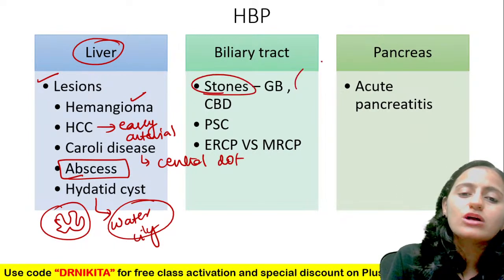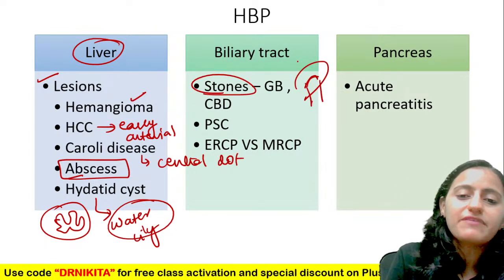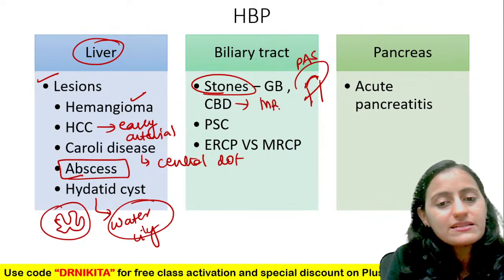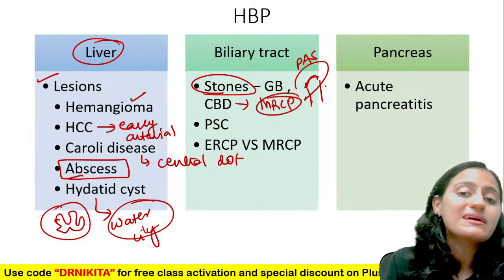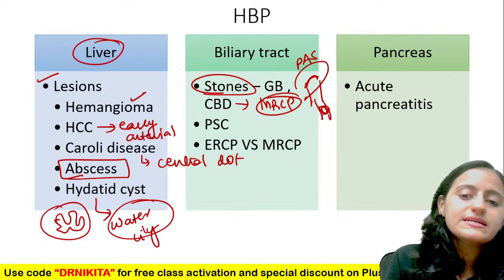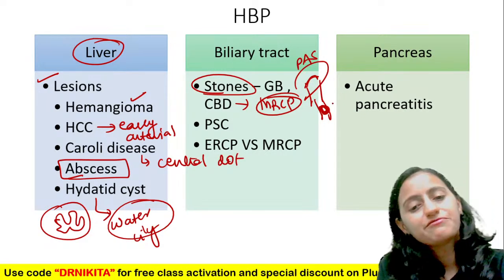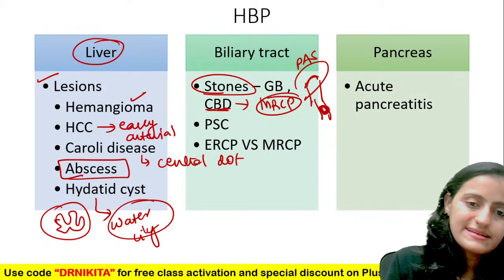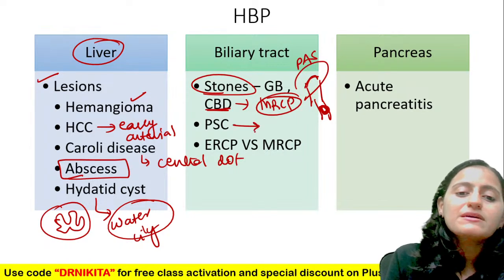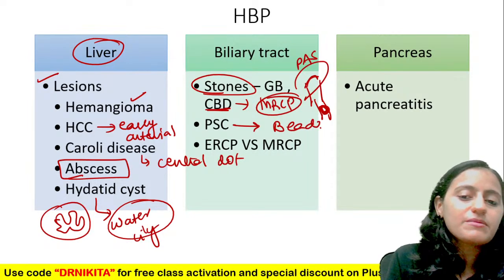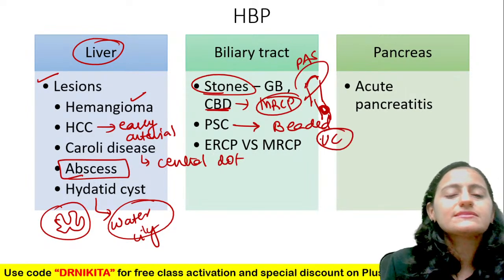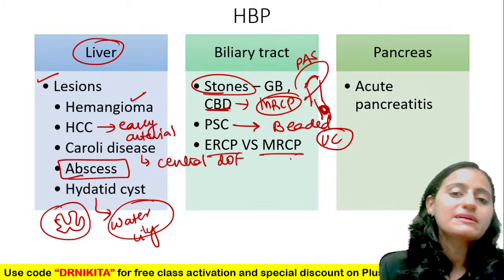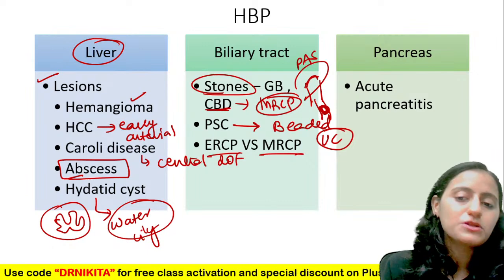Biliary tract, the gallstones are important, which are identified by posterior acoustic shadowing. CBD stones ke liye, the investigation of choice will be MRCP. And you will see the lucency, the filling defect in the bile duct. This was asked in INICET exam. Primary sclerosing cholangitis, remember, gives a beaded appearance and it has association with ulcerative colitis. ERCP versus MRCP difference is important to be known.